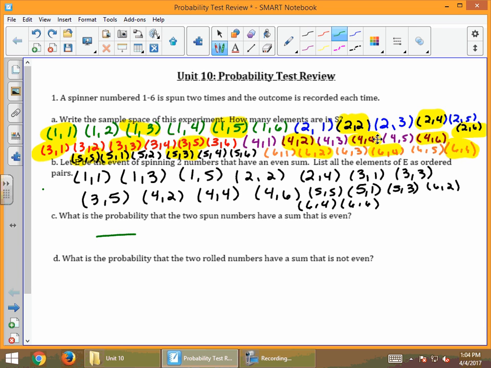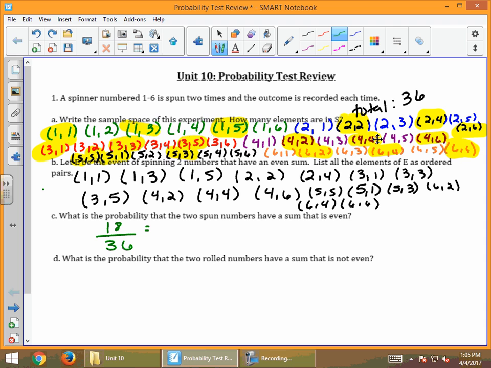So when you find the probability, you're going to make a fraction. And in A, how many total outcomes were there in our sample space? How many total outcomes? 36. So you go through, you count up all your totals, there's 36 of them. Well, that's going to go in the bottom. So however many are in your sample space are going to go in the bottom. Then you're going to go through the set of all the even sums. How many are there? 18. That's going to go in the top.